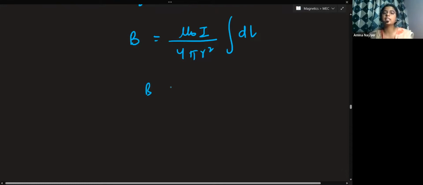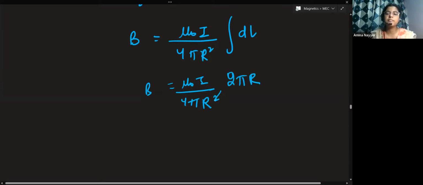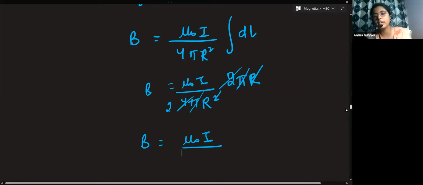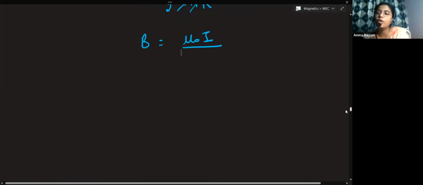So integrating this gives mu naught I divided by 4 pi, capital R square, and this becomes 2 pi r. One r gets cancelled, pi gets cancelled, and here 2 is left. So the magnetic field is mu naught I divided by 2R. This is the formula of the magnetic field, mu naught I divided by 2 capital R.